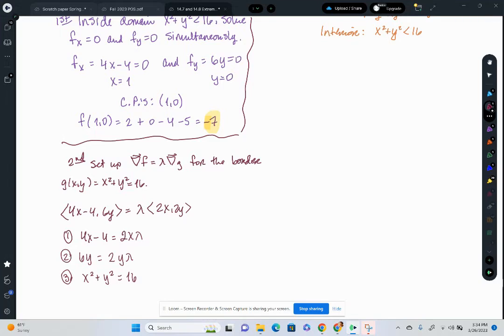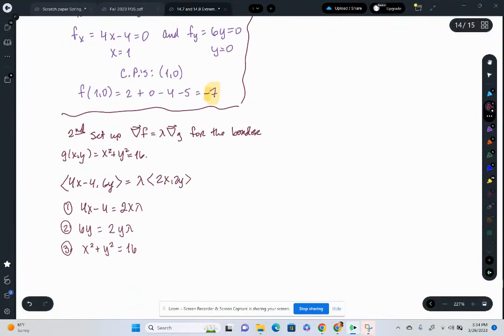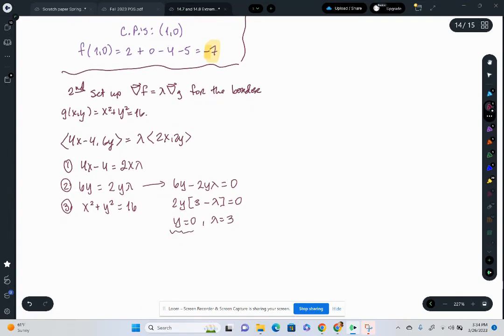Okay, now I am noticing that equation 1 might not be the nicest one. Like, I can't factor anything out. If I move everything over to one side, I won't be able to factor and solve for anything. But equation 2, I can do that, so I'm going to do that. I get 6y minus 2y lambda is equal to 0. Factoring out a 2y leaves behind 3 minus lambda. Set that equal to 0. Y is 0, or lambda is 3. So this gives me case 1, and then case 2.